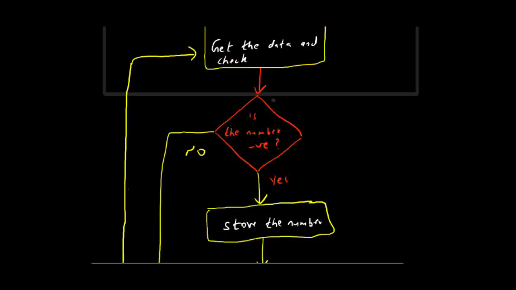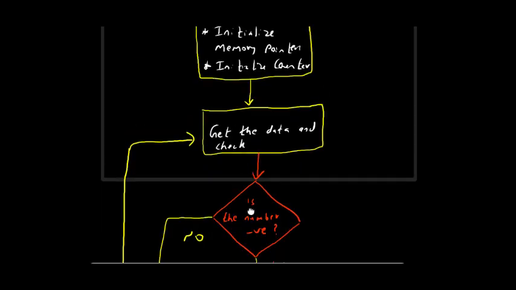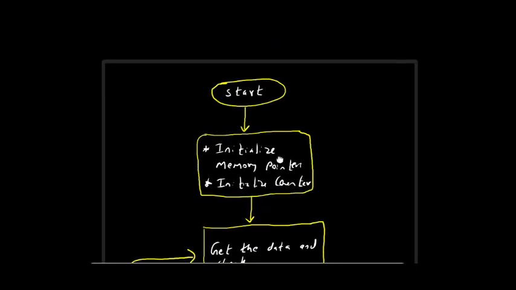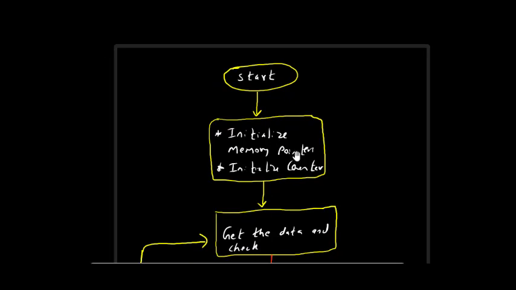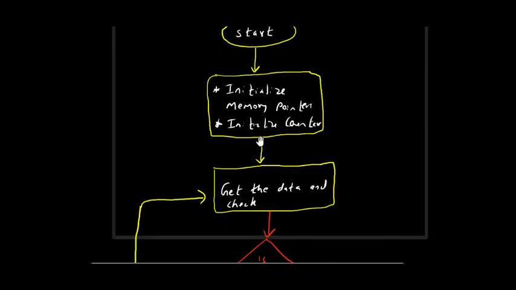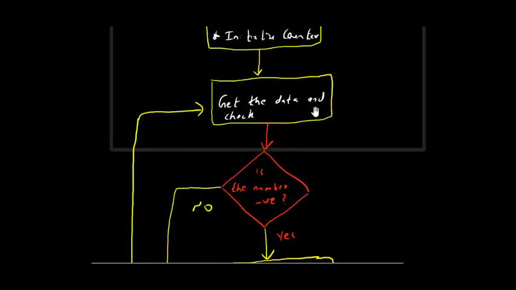Next we will see the flowchart. This is the flowchart of the given program. We start, then initialize the memory pointers. We need two memory pointers, one for the source and the other for the destination. Then we have to initialize the counter. Then we get the data byte and check whether it is positive or negative.